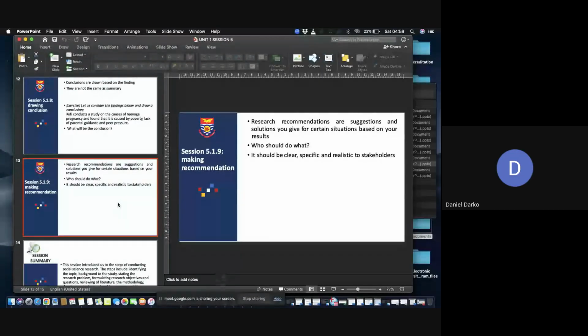All right. Well, after the conclusion, you make a recommendation suggesting how the problem can be solved to stakeholders. What can you do? What should be done to resolve the problem? And these are the steps to recommendation.